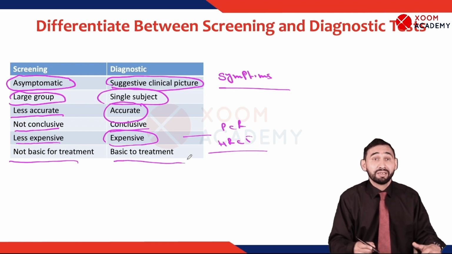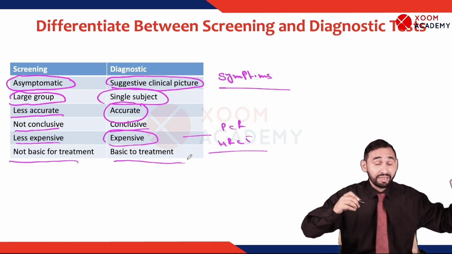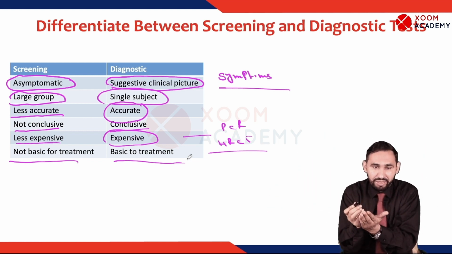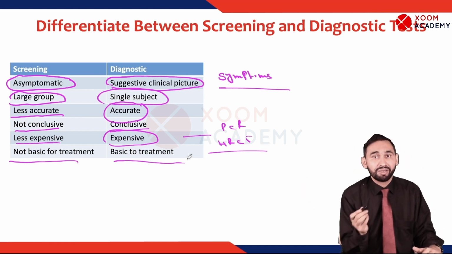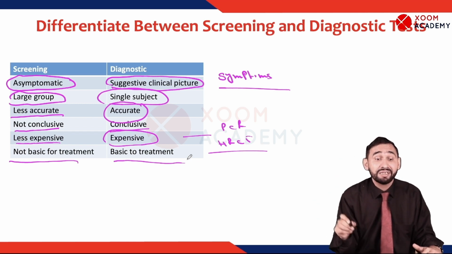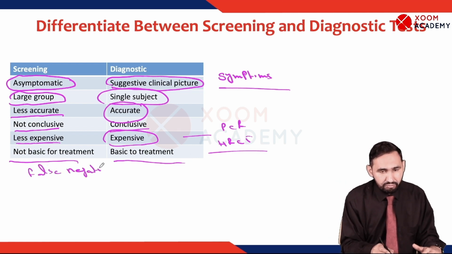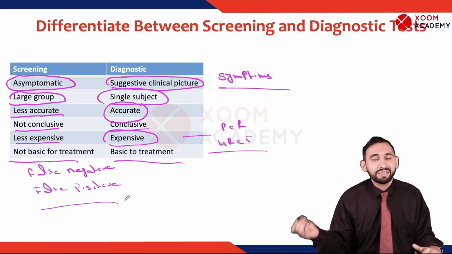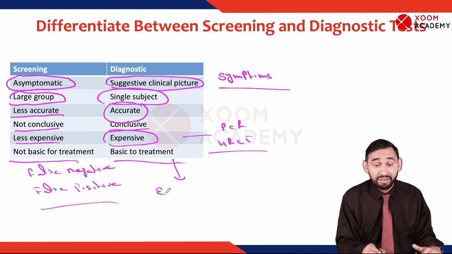These are the basic differences. Screening is done on asymptomatic people, it is less accurate, it is less expensive. It is done on larger groups, it is done on communities. But a diagnostic test is accurate, it is conclusive, but it is expensive. So there are certain advantages and certain disadvantages of the screening test. The major advantage is that it is cost effective. It is applied on the community. The major disadvantage is that it can generate false negative and false positive results. The major advantage of a diagnostic test is that it is accurate, it is conclusive, but the major disadvantage is that it takes money, it is expensive.